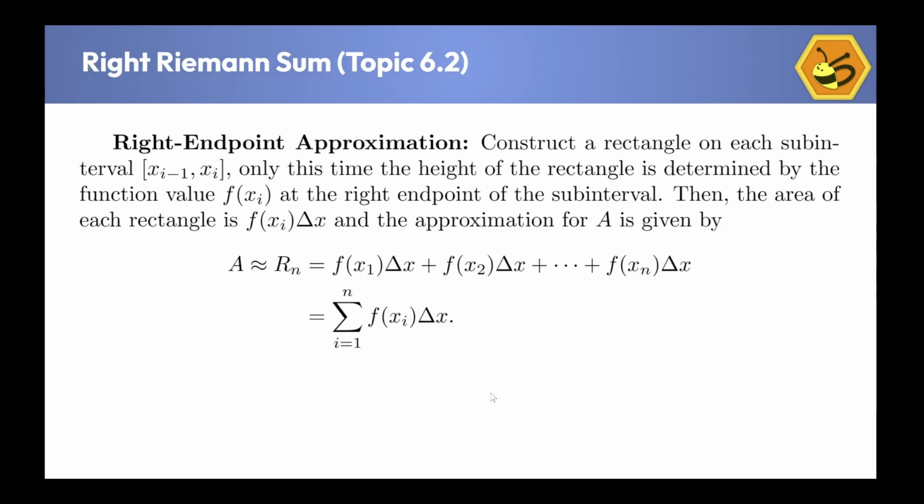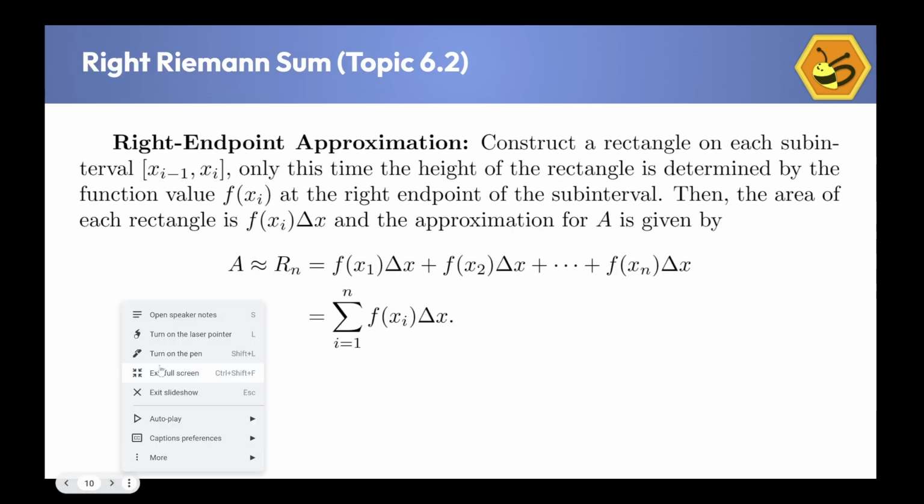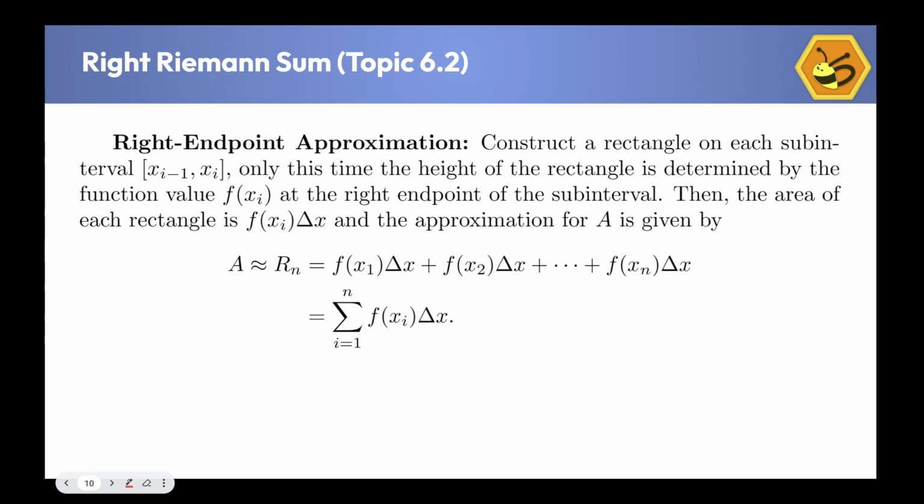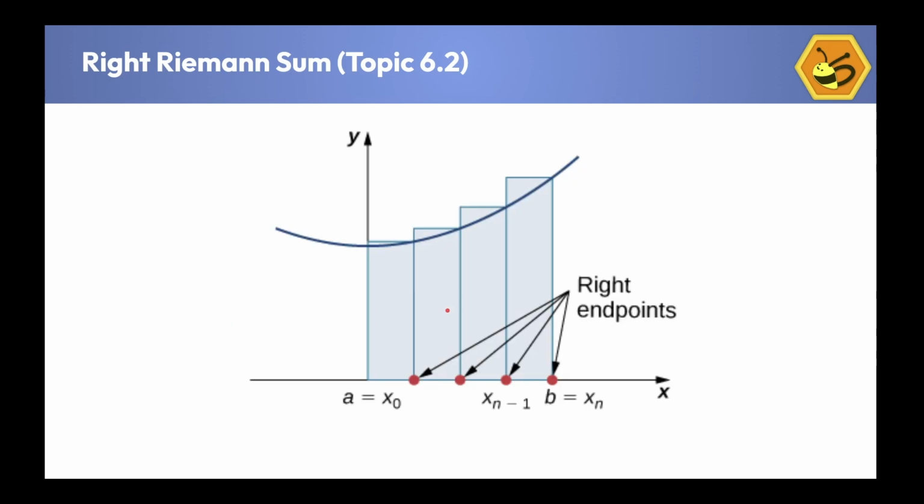Right endpoint is very similar, but this time we pick the rightmost point instead. So we pick f(x1) for the interval [x0, x1], and use that function value to approximate the entire interval. It might be better to see it visually. So we pick the right endpoint for the rectangles.